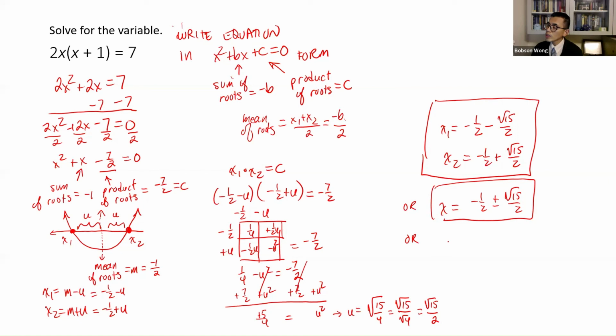You may also see this written as one fraction, because we do have the same denominator in both fractions. And so we could write negative 1 plus or minus square root of 15 over 2. So that's how we use the mean product method to solve a quadratic equation, which in this case has irrational roots.